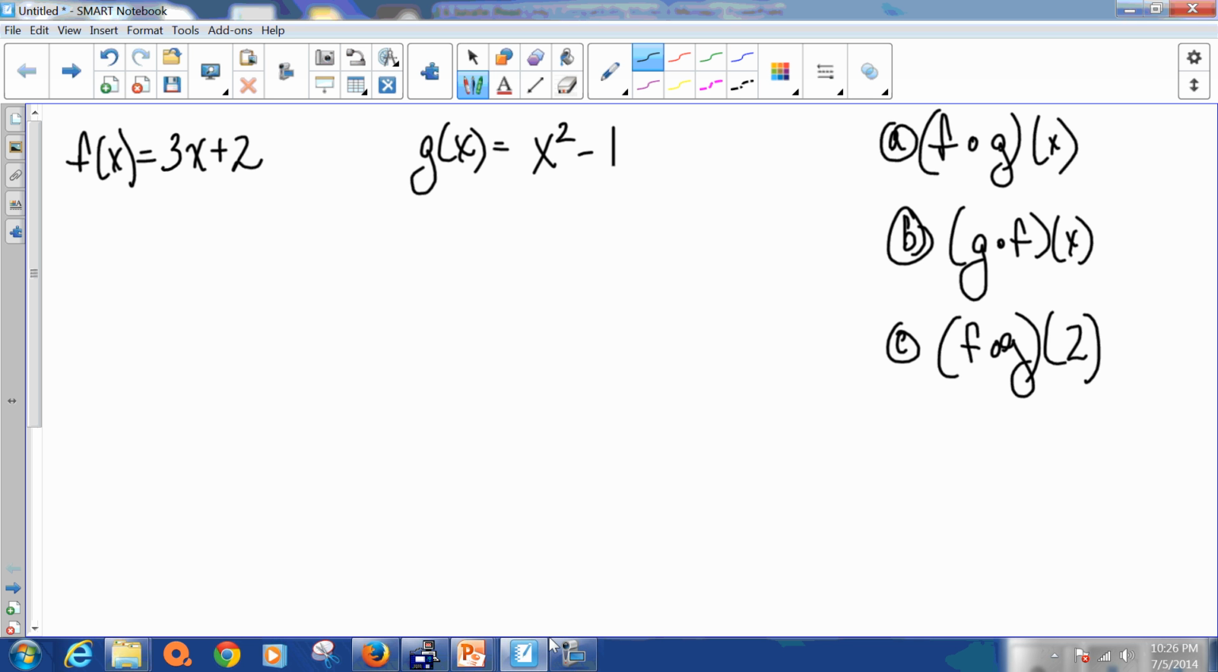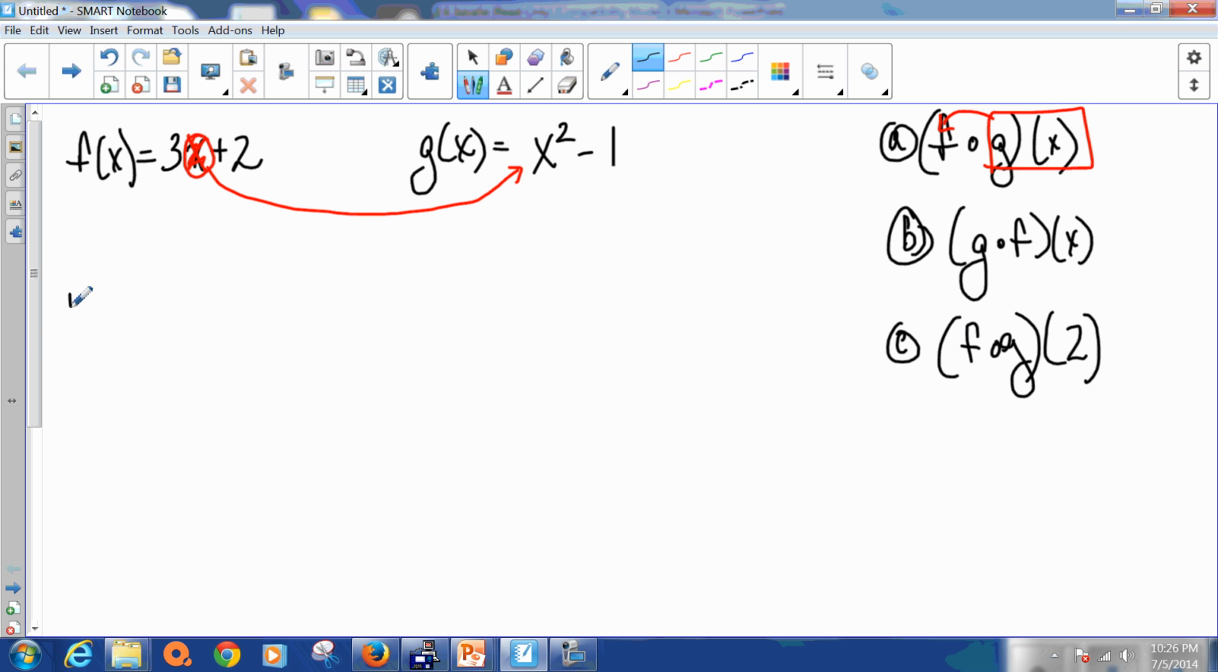My f of x is 3x plus 2. G of x is x squared minus 1, which means that if you have a square, going one of these directions is going to be a little more complicated, and that is going to be the f into g. So a is going to be the easy version and b will be a little bit harder. With a, we're going to take all of g of x and shove it into the f function everywhere you see an x. So I'm going to take this x out and plug all of that in instead.